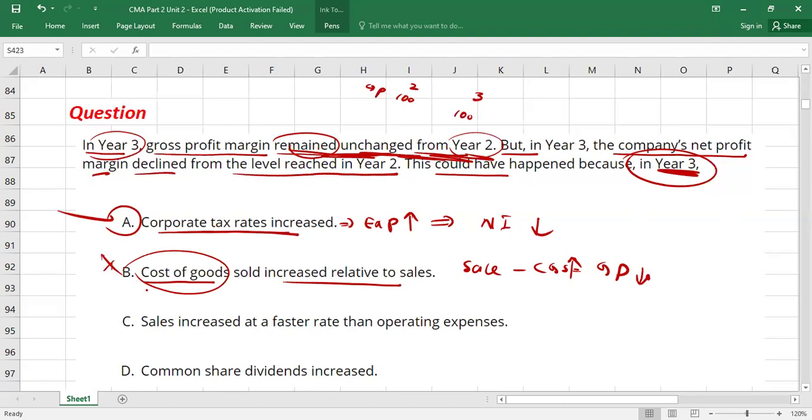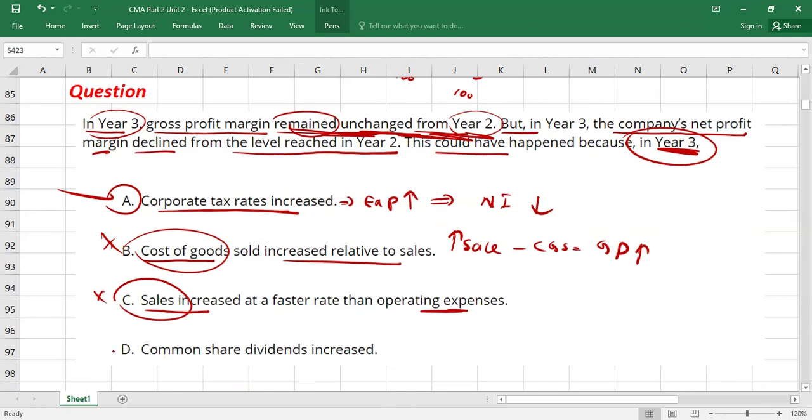Then we have the third option. They're saying sales increased at a faster rate than operating expenses. Okay, if sales increase, then GP will increase. But he told you GP is constant. Obviously if sales increase, first GP will increase. But he told you GP is constant. So this is also not the option.